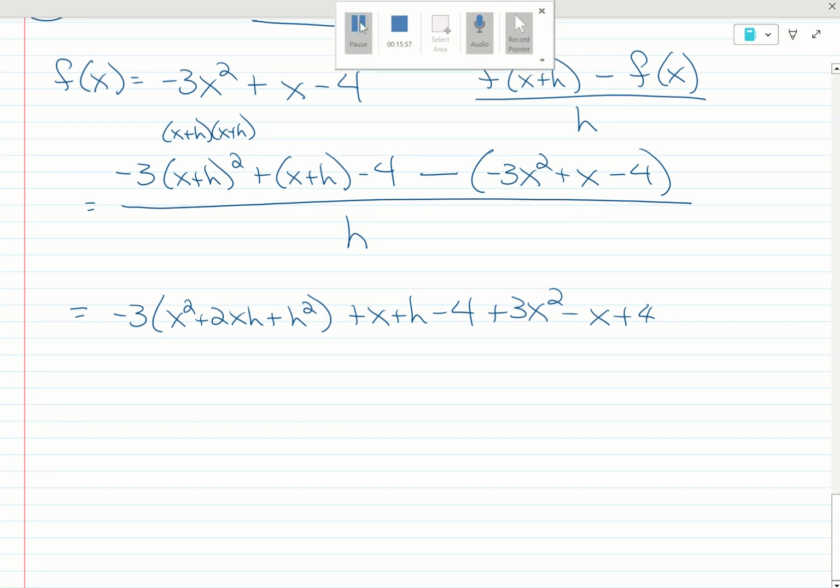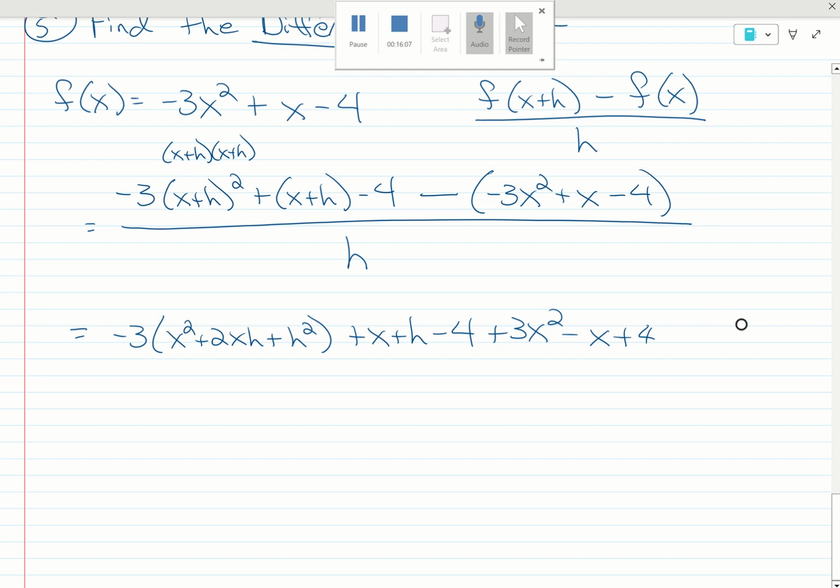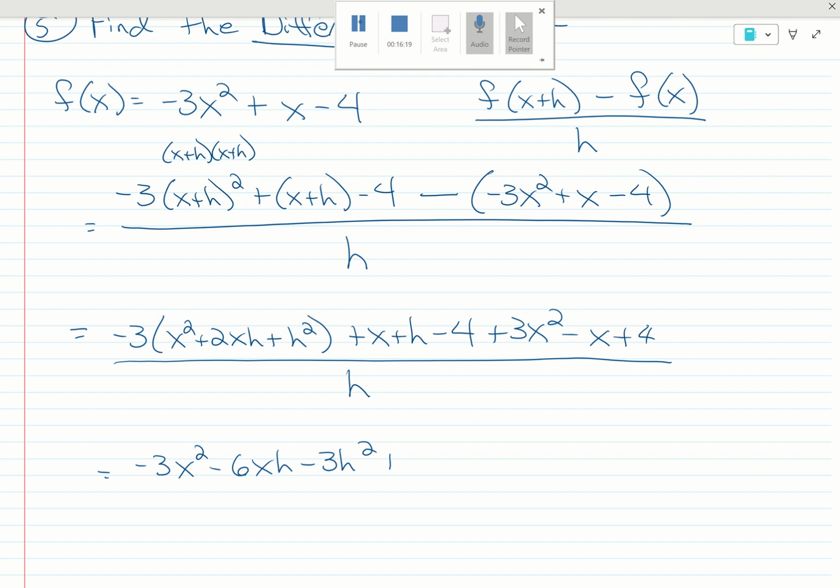Okay, and finishing this up, we distributed everything out on top, so now what we're going to have to do is combine like terms and divide by h. So we get negative 3x squared minus 6xh minus 3h squared plus x plus h minus 4 plus 3x squared minus x plus 4, all divided by h.